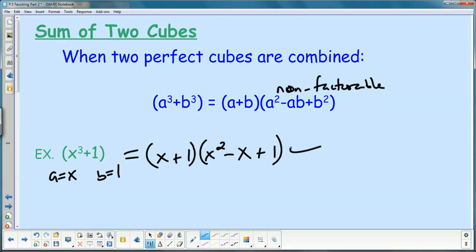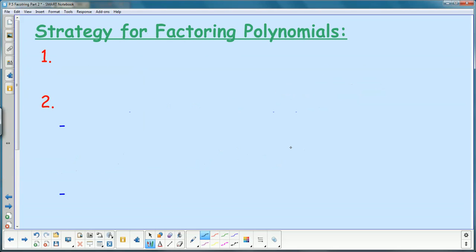So this would be the end. That's it. Okay, so 3 formulas today essentially that we need to become very familiar with and have memorized, and that's going to help us with our strategy for factoring polynomials. So 3 big things here.